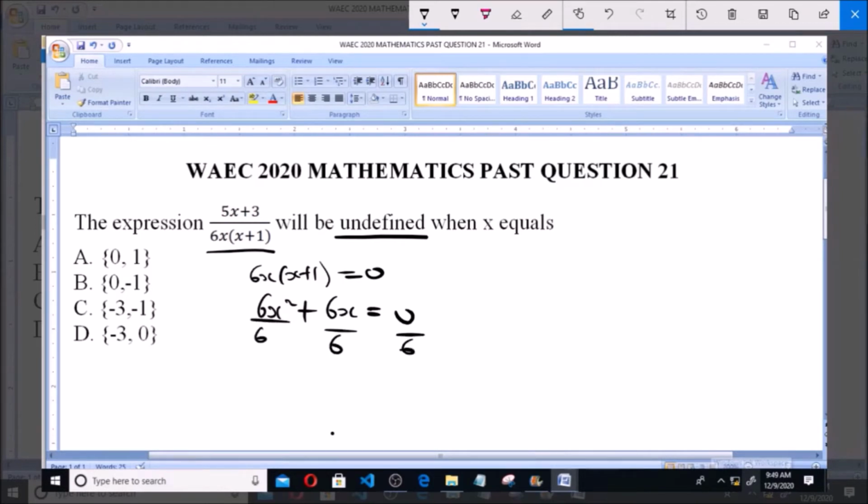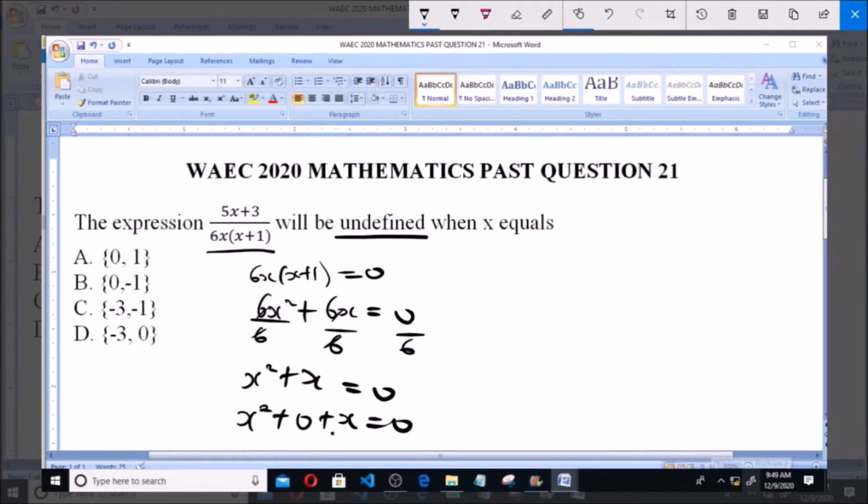We'll have 6 cancel 6, so we have x squared plus 6 cancel 6, x is equal to 0. Now let's assume x squared plus 0 plus x is equal to 0. So now we want to factorize.